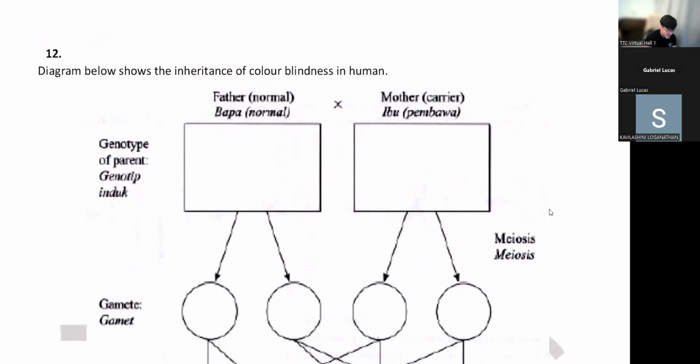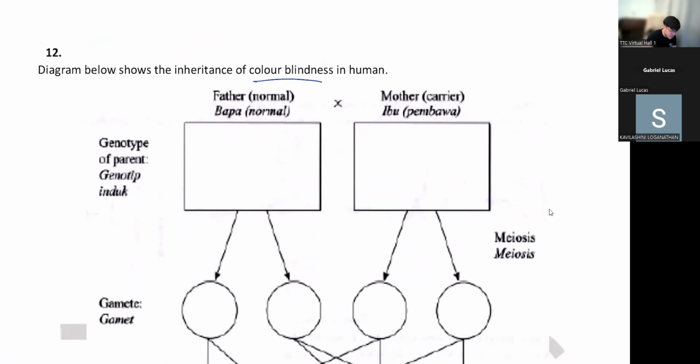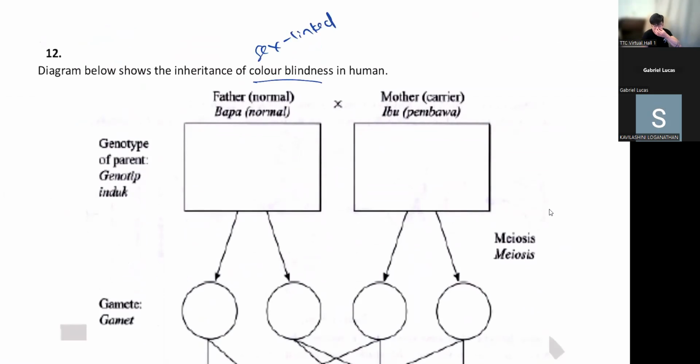Okay, so your color blindness is what we know as a sex-linked disease, if you remember. Sex-linked. Now, what does it mean by sex-linked? That means they are tied to your X chromosome. They are tied to your X chromosome.